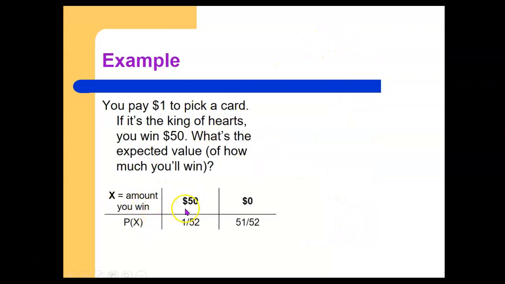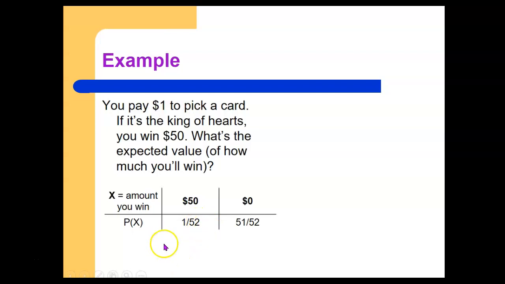First set up the amount that you win is either $50 if you're lucky and get the King of Hearts, or it's $0 if you get anything else. And the probabilities associated with those values. The probability of winning the $50 is 1 over 52. Because there's one way you could get the King of Hearts out of 52 cards you could pick. And then the other 51 out of 52 are not the King of Hearts, so you would win $0. Notice that each probability is somewhere between 0 and 1, and if I add them all together, they add up to 52 over 52, which is 1 exactly.